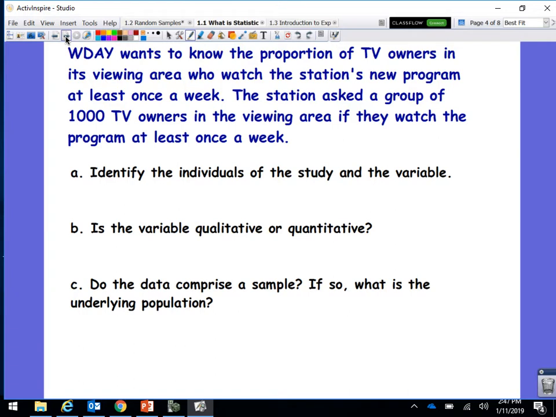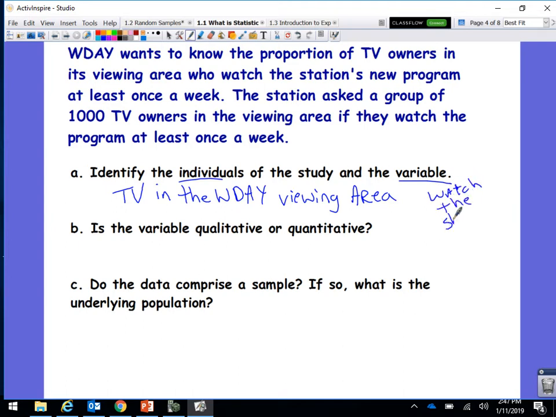Okay, so the individual in the study would be TV viewers in the WDAY viewing area. And the variable that they're trying to measure would be whether they watch the show at least once a week.